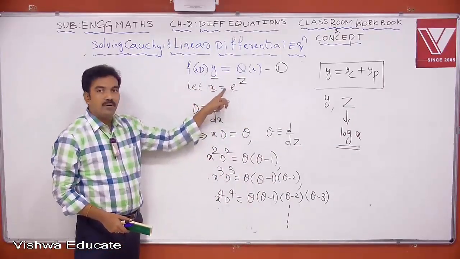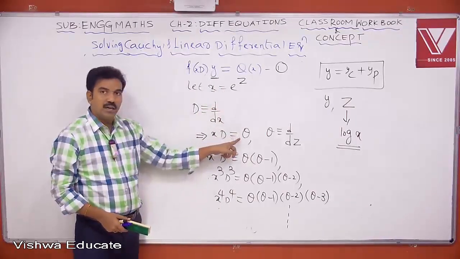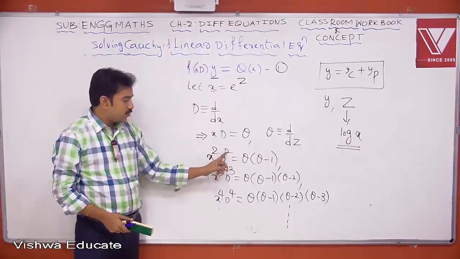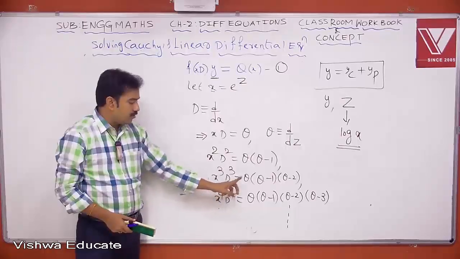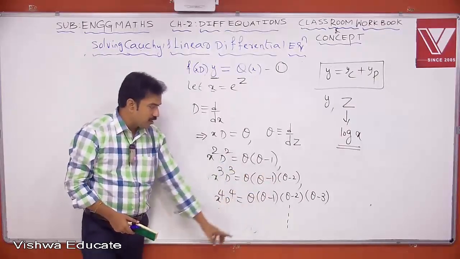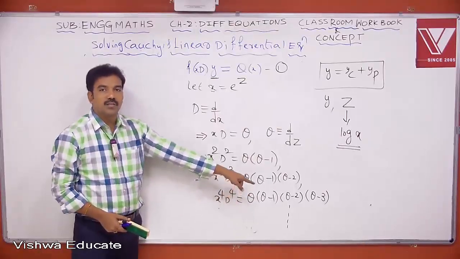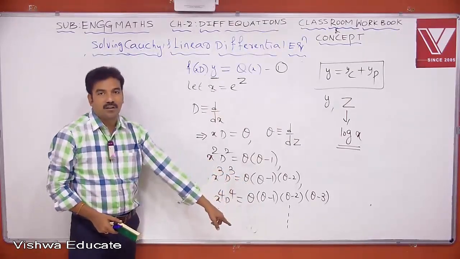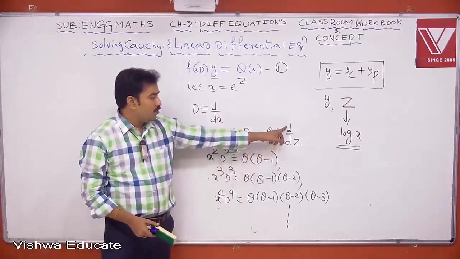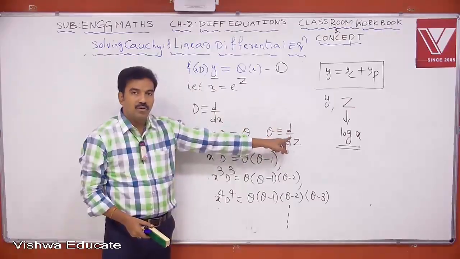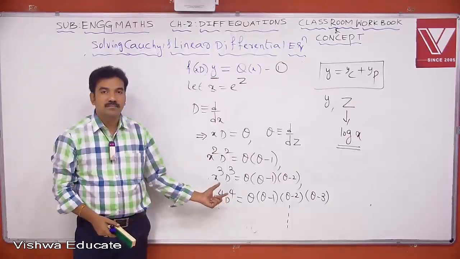Let x equal to e power z. This implies xd equal to theta, x square d square equal to theta into theta minus 1, x cube d cube equal to theta into theta minus 1 into theta minus 2, x power 4 d power 4 equal to theta into theta minus 1 into theta minus 2 into theta minus 3, and so on, where theta equal to d by dz. Substitute all these in equation 1.